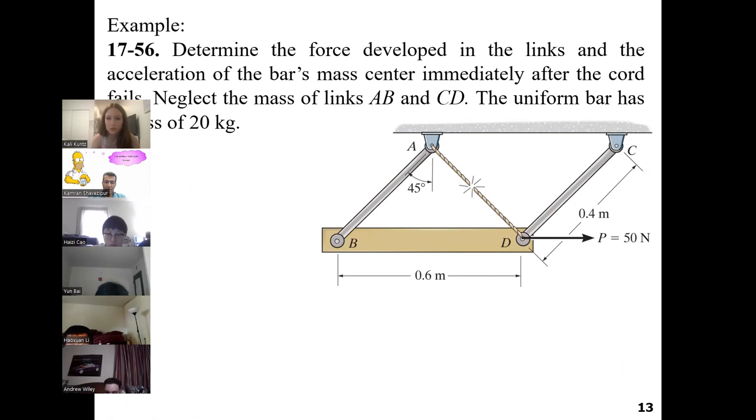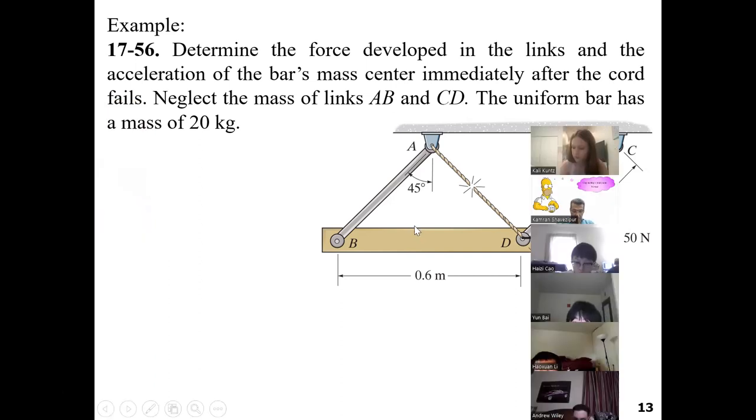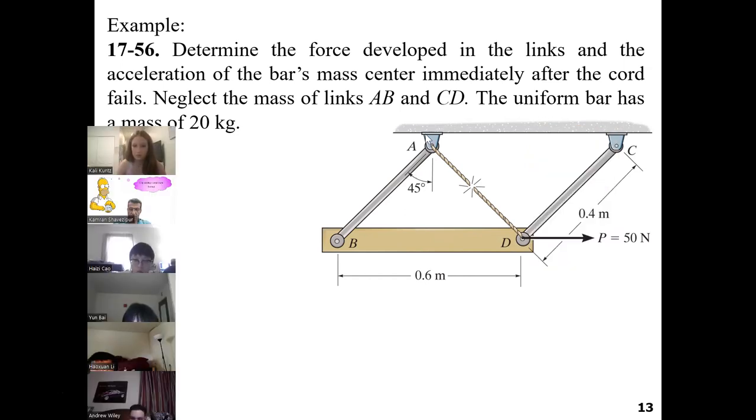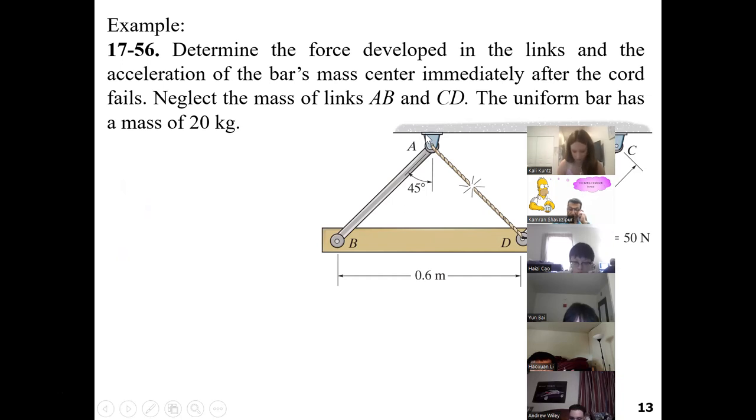I'm going to ask Yun, what kind of motion does this bar have? Rotation, translation, general motion. Come on. Does it rotate at all? Anyone else have any comment, recommendation, or suggestion?